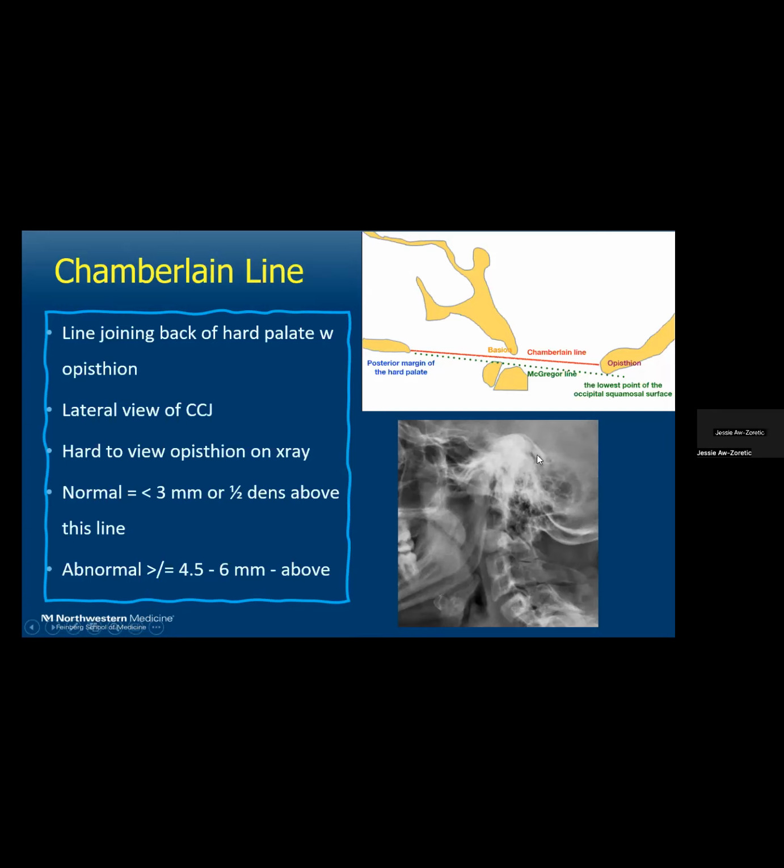Now, it was originally described on X-ray, but it's very hard to view the opisthion on X-ray, especially when it's abnormal. Here's a typical example. Where is that back of the skull, right? In order for the Chamberlain line to be normal, the dens has to be either less than 3 millimeters or half a dens above this line, and if it's abnormal, the dens is greater than 4.5 to 6 millimeters above that Chamberlain line. And here I'll give you some examples.